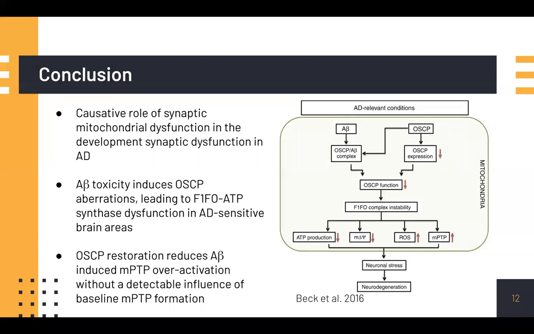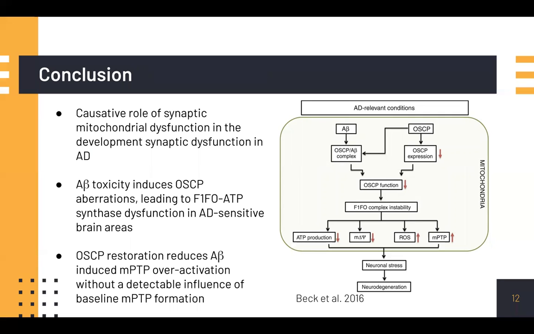So for our conclusions, we found that a major result from this paper includes the finding of OSCP loss and OSCP amyloid beta interaction constitutes the major OSCP alterations in the brain from AD patients and the mice that were used. Furthermore, it was found that synaptic mitochondria are more vulnerable to the amyloid beta-induced mitochondrial alterations, revealing the causative role of synaptic mitochondrial dysfunction in the development of synaptic dysfunction in Alzheimer's disease. This finding allows us to further our understanding of the intracellular influence of amyloid beta toxicity in Alzheimer's.